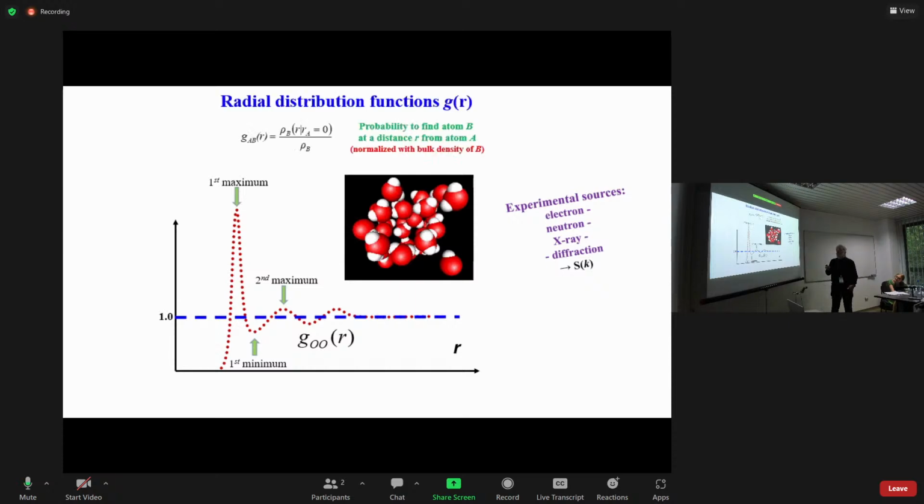Radial distribution gives the probability to find another atom close by at a certain distance, and then it is normalized to bulk density. And this function can be obtained from molecular simulations or also from diffraction studies, electron or neutron diffraction. But you will get it as a structure factor in k-space, which you have to Fourier transform to real space. And then first.